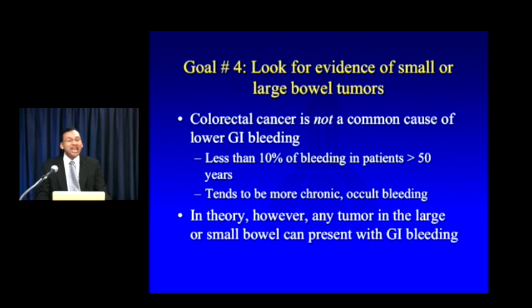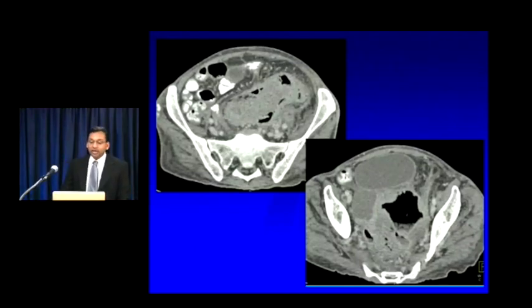But in theory, any tumor in either the small or the large bowel can present with GI bleeding, and so it does have to be a part of your search pattern. Now, hopefully, none of you would miss something as large as this. Here, there's a huge mass involving the sigmoid colon. Patient had lower GI bleeding. Not difficult to put two and two together. This patient has a cancer that's causing the GI bleeding.